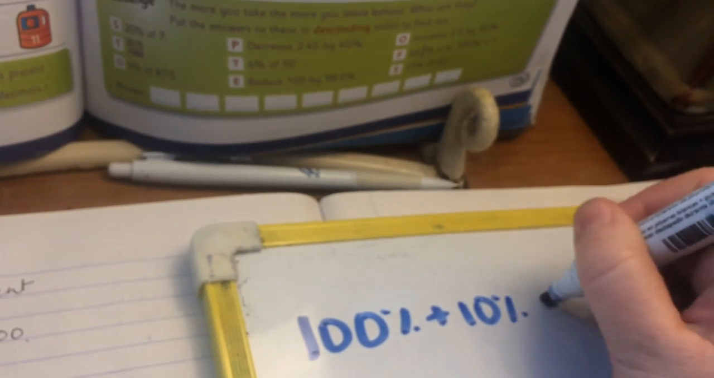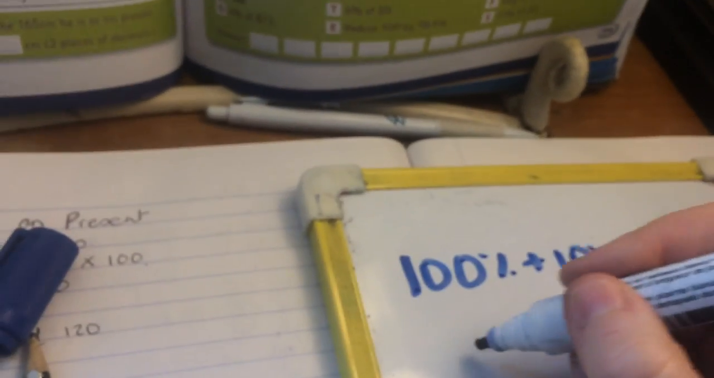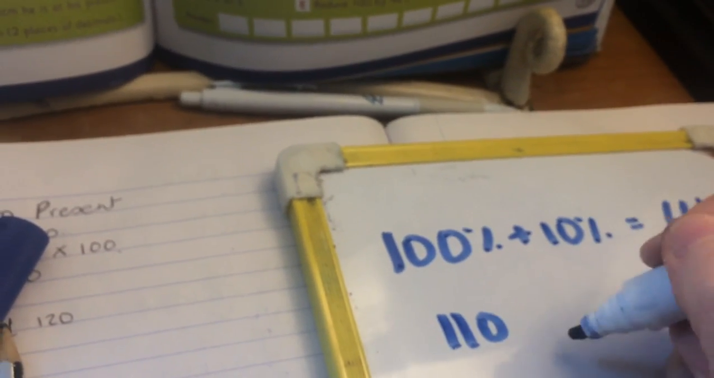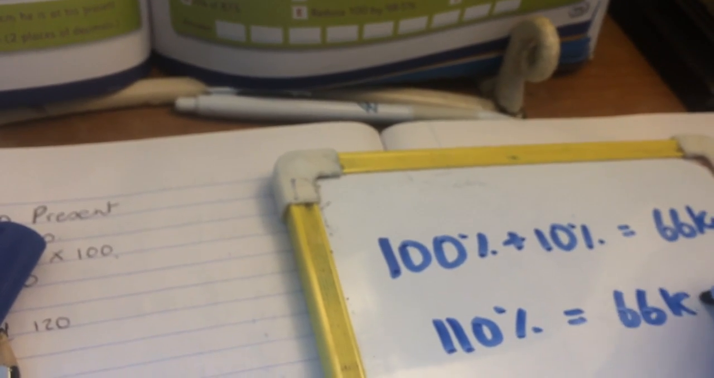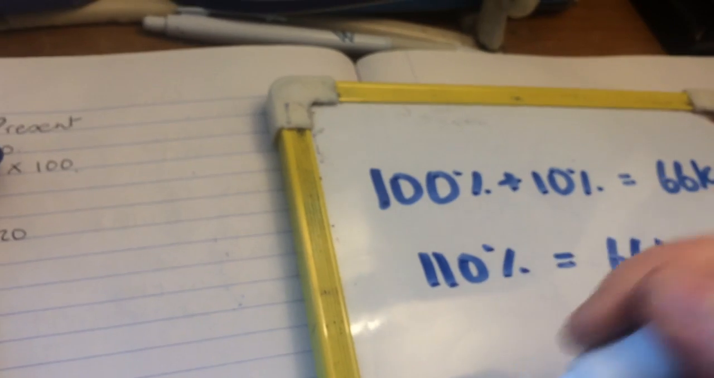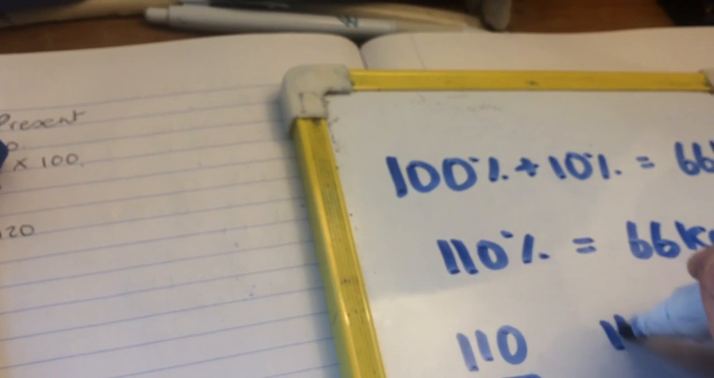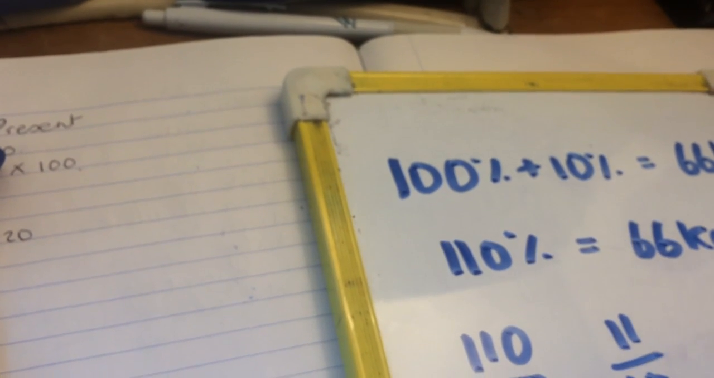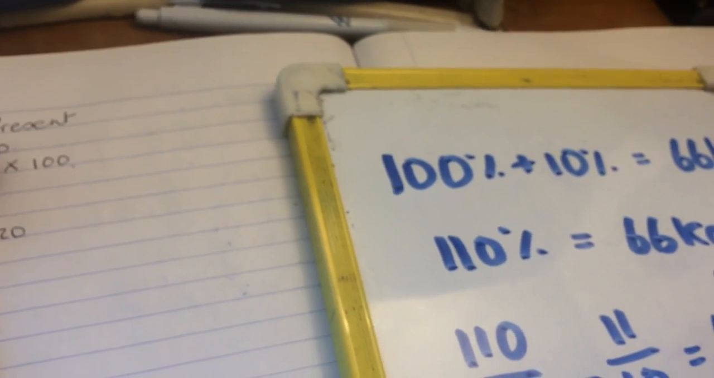Plus 10% equals 66 kg. Right, so 110% equals 66 kg. Let's turn this into a fraction: 110 over 100. 10 into that goes 11 tenths. So 11 tenths equals 66 kg.